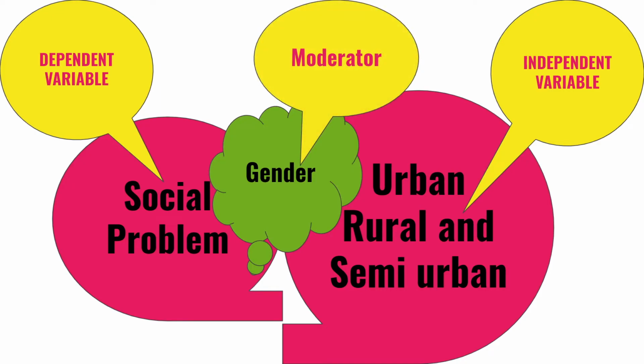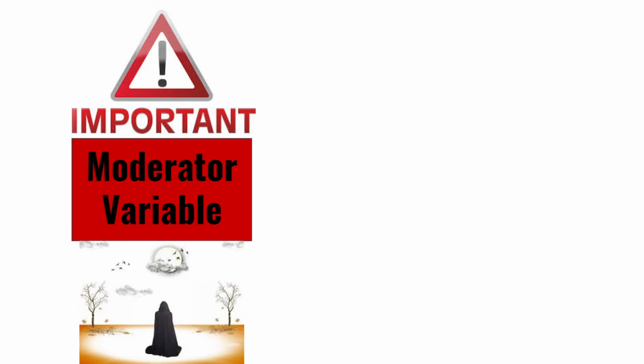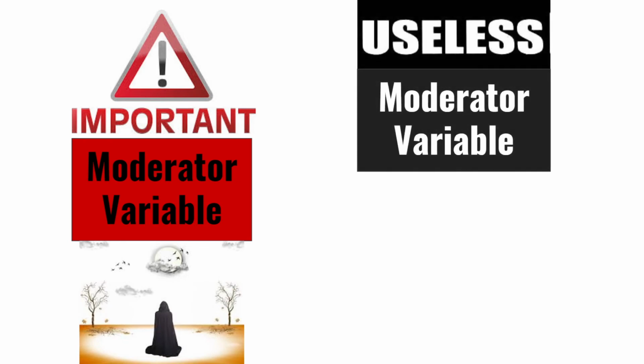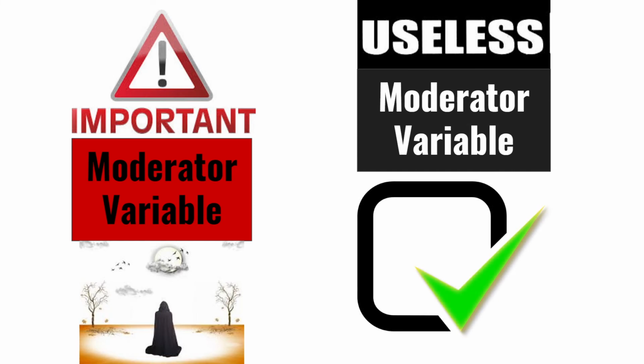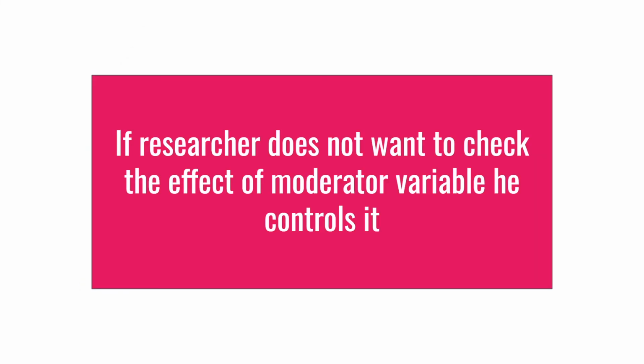There can be different moderator variables for a pair of independent and dependent variables. In such cases, the researcher has to decide which variable he wants to take as the moderator variable. The researcher has to be extra careful while selecting the moderator variable. If sincere and due care is not taken, an important moderator variable will be ignored and useless variables will be selected. If the researcher does not want to examine the effect of the moderator variable, he controls it.